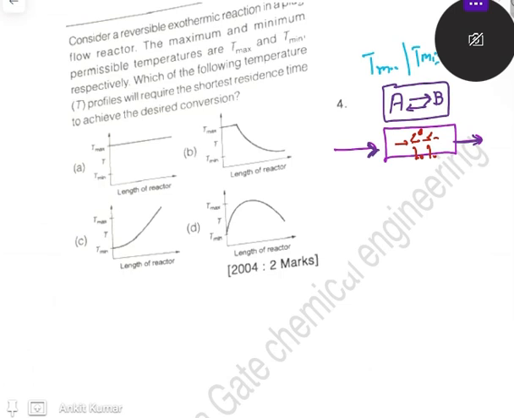Reversible reaction passes through a maximum. Okay, this one is not an adiabatic condition. Consider a reversible reaction.